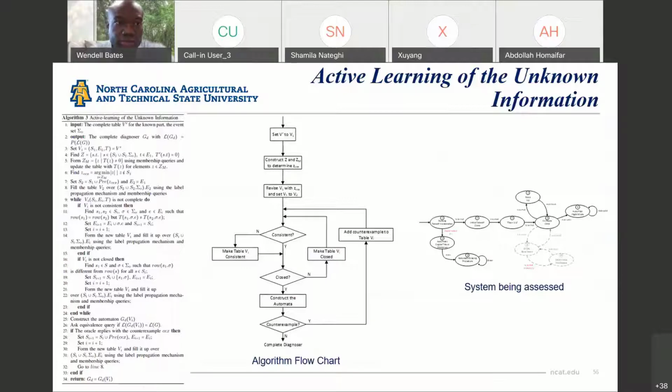And so this is the algorithm that we use in the algorithm's flowchart. So the table we constructed for the known part, V prime, is set to V1. We then construct the zero sets, which I will go over in just a second, and then revise V1. And then we check for consistency. If we find that the table is not consistent, we make the table consistent. We check for closeness. If it's not closed, we make the table closed.